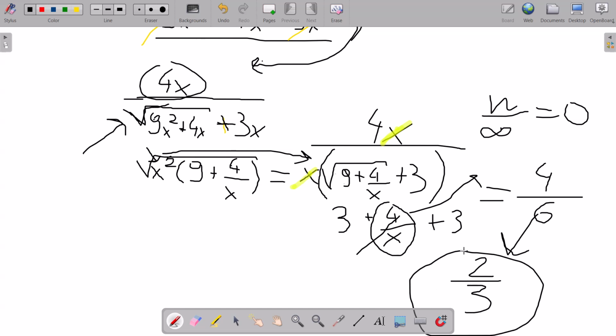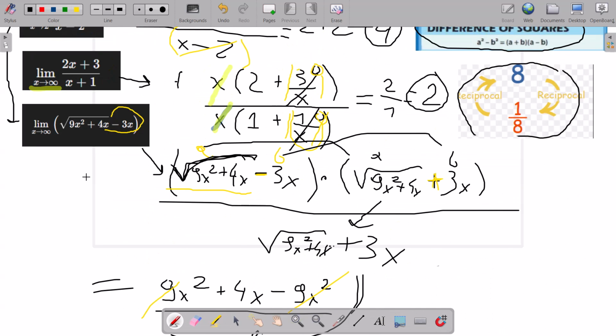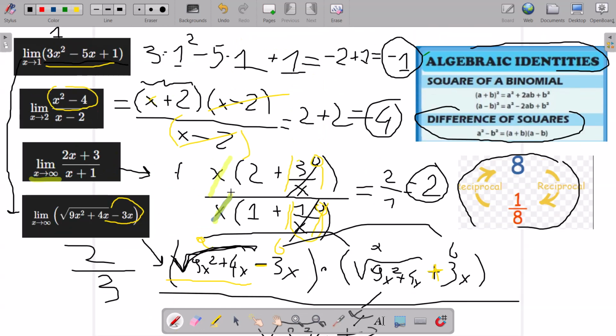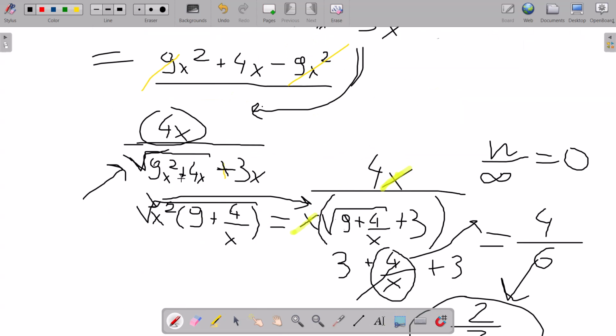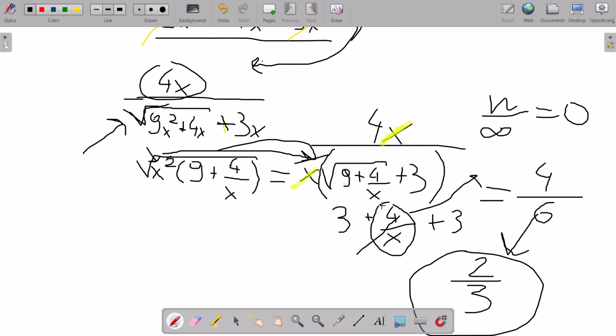The limit for this function here is 2/3. We solved it. The most challenging one, but you use a very similar method to find the conjugate based on difference of squares. And be careful when you factor, especially when you factor this expression inside the square root. Remember, factor the expression first inside the square root, and then take it out of the square root, and everything will become clear.